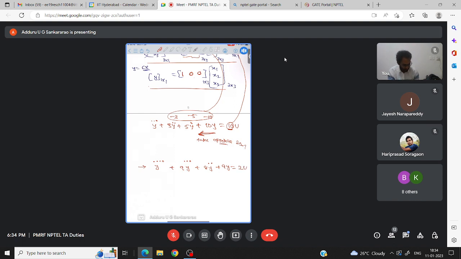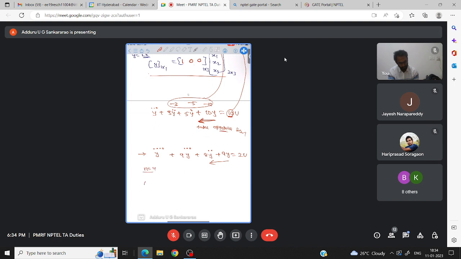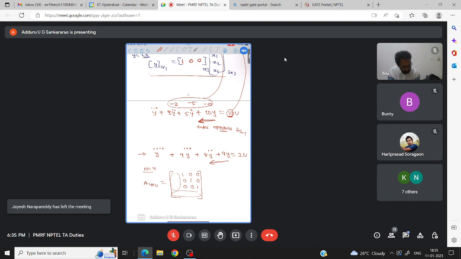Based on what I said, you take the coefficients in the opposite direction. It's a fourth order one, so n equal to 4 and A should be a 4 cross 4 matrix. Here you'll get a unit matrix, 1 0 0, 0 1 0, 0 0 1. Then in the opposite direction you write the coefficients with opposite sign. So this is minus 9. Next, the y dot coefficient is not there, so 0. Y double dot is minus 8, then minus 9. So you write minus 9, 0, minus 8, minus 9, and the rest will be zeros.